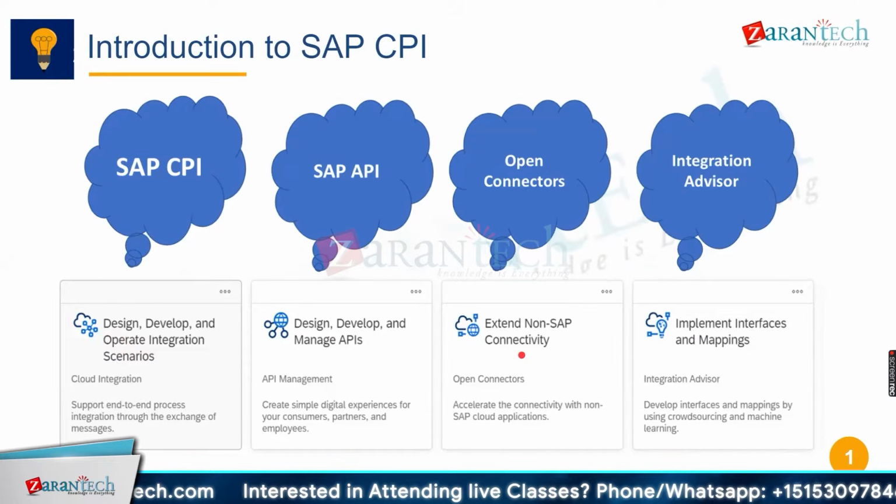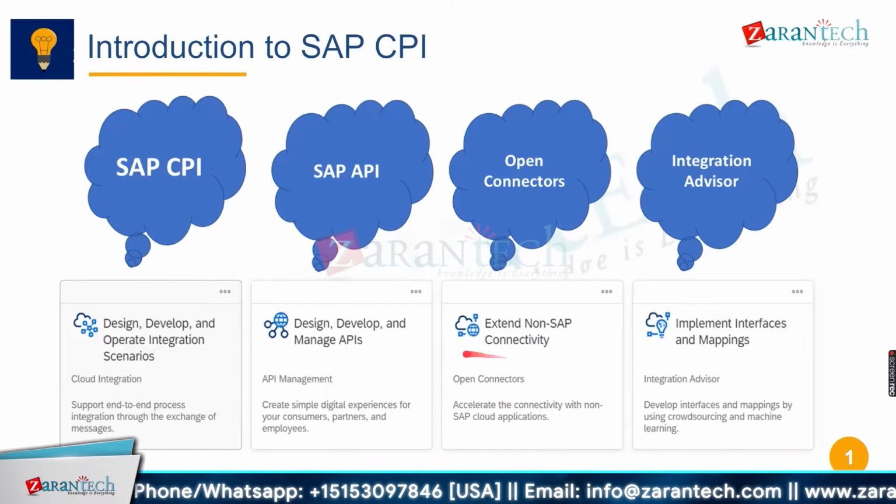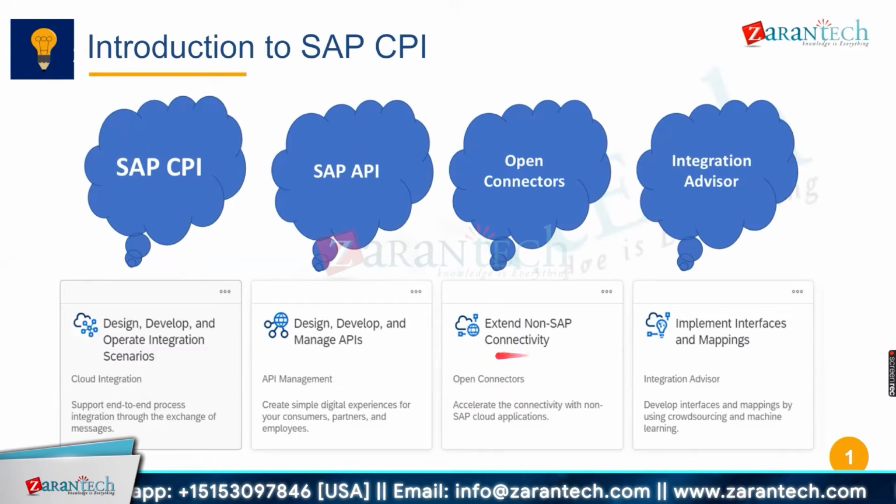Now I want to connect my CPI with Facebook or with any third party application, either Gmail or something else. Then the better option is to go to open connectors. Okay. You have to subscribe to these open connectors. Then you can utilize the open connector services. There are so many open connectors. On the next slide, I'll show how many there are.